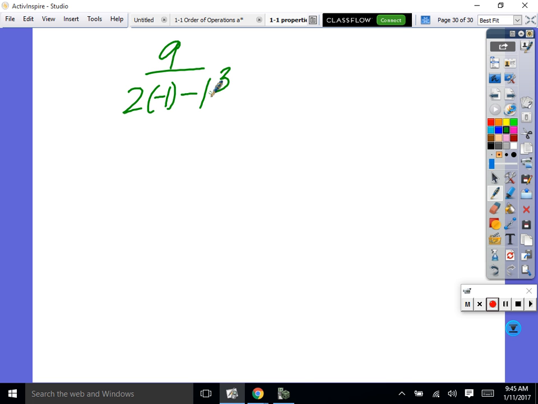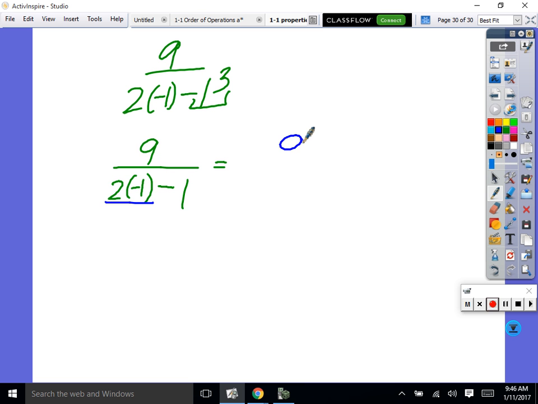Okay, so what you're going to do is rewrite the problem. 9 stays the same. We haven't done anything with that yet. 2 and negative 1. We still haven't done anything with that. Then we have minus. Now we're going to take care of this piece. 1 to the third power is? Remember that 1 to the third power means 1 times 1 times 1. 1. Good. So let's now say to yourself, what comes next? So exponent here, multiplication and division. So multiplication comes first.